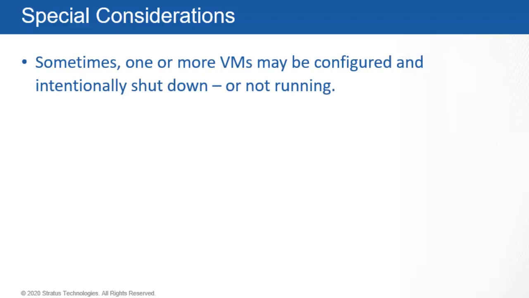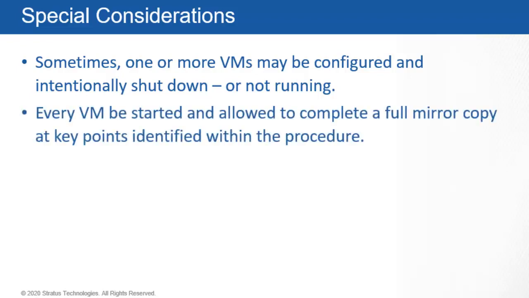Sometimes, one or more VMs may be configured and intentionally shut down or not running. If this situation applies to your system, it is extremely important that every VM be started and allowed to complete a full mirror copy at key points identified within the procedure.